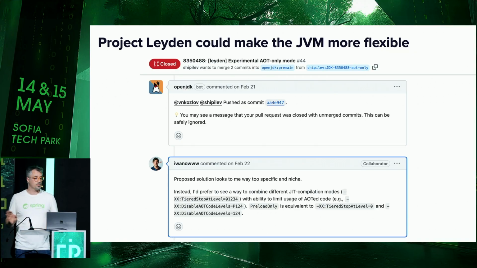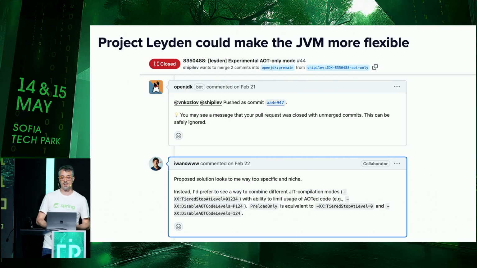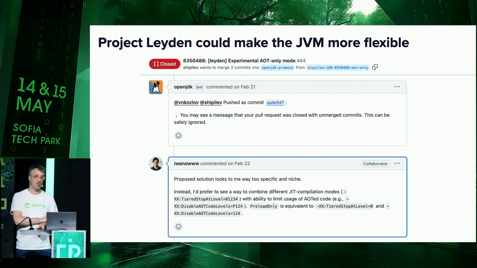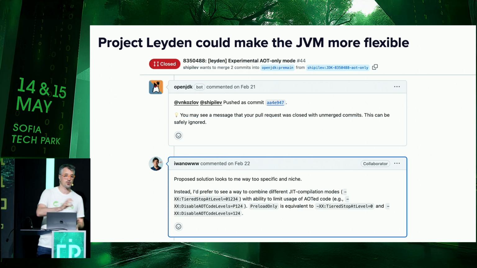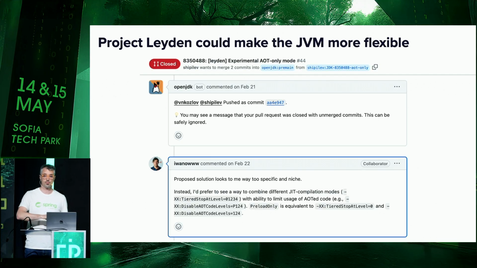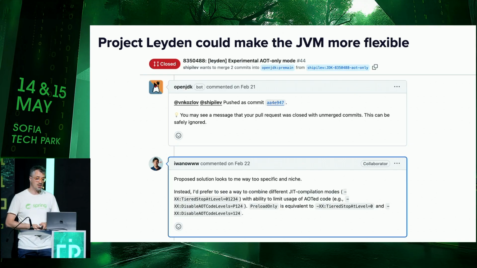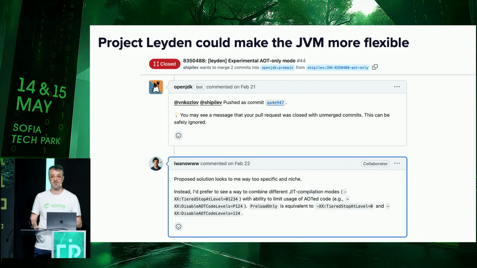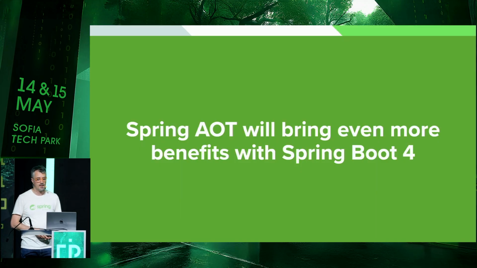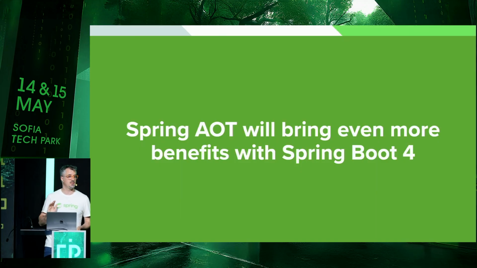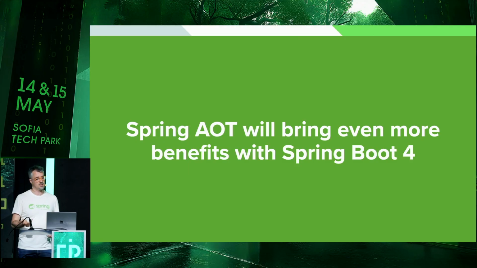So I don't know if that makes sense or not, but what this discussion shows is that Project Leyden may allow making the JVM more flexible. You will decide how much infrastructure you ship to do the JIT optimization, how much optimization you are doing ahead of time, and so potentially you will be able to configure that and get the behavior that fits your needs. So again, maybe that's just an experimentation, but I think it's pretty interesting to see that they are exploring various options.